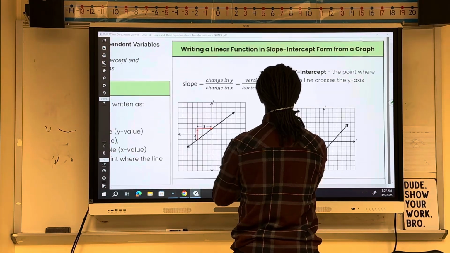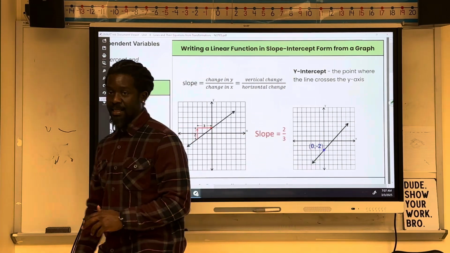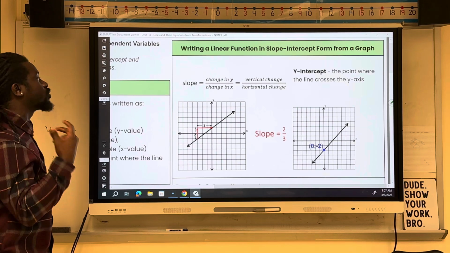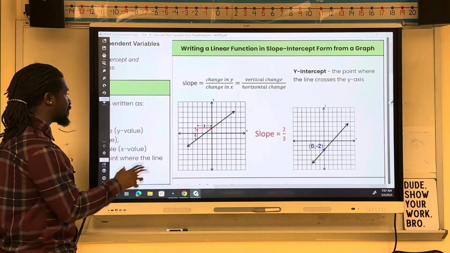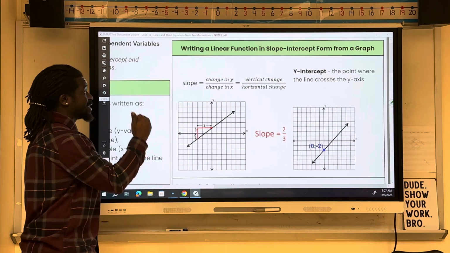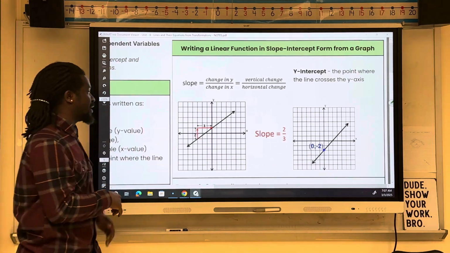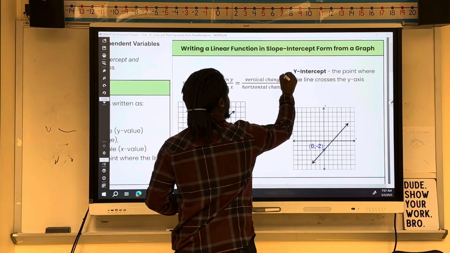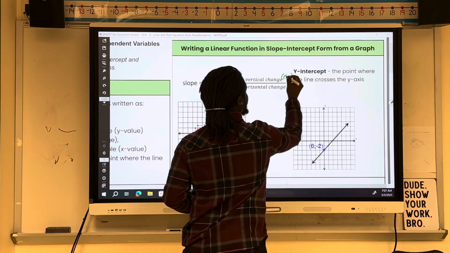Now I want to talk about writing a linear equation in slope-intercept form when you have a graph. Real quick, I just want to review. Slope is the change in the y, because remember, it is rise over run. So that is the vertical change.